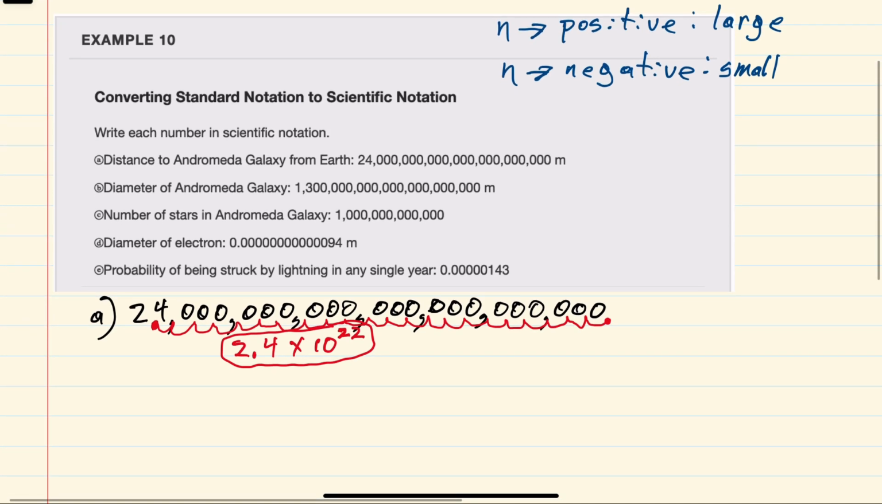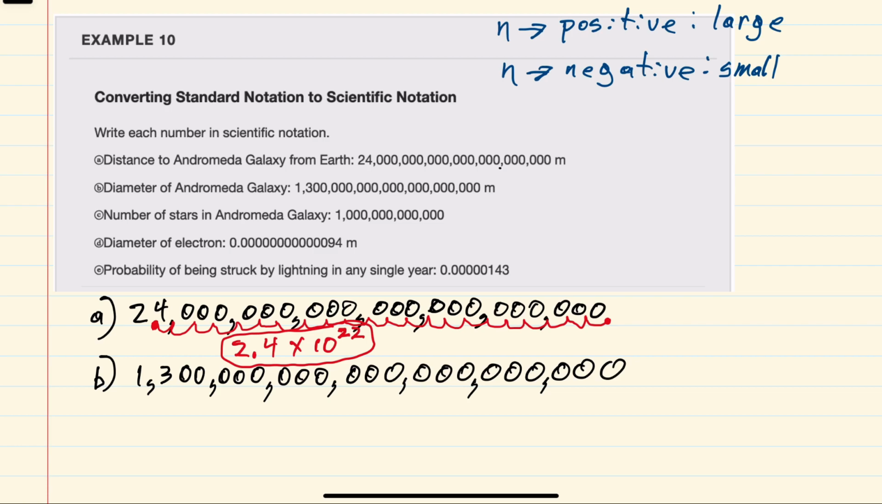But importantly, it's positive 22 because this is a large number. Moving to B, this time the number represents the diameter of the Andromeda galaxy in meters. So again, a very large number. The original decimal place is here, and in scientific notation, it must move to be behind the first non-zero digit. So in scientific notation, this would be 1.3 times 10 to the number of spaces that the decimal would have to move. This time we have 21 decimal places. And again, it is positive because this is a very large number that we are representing.